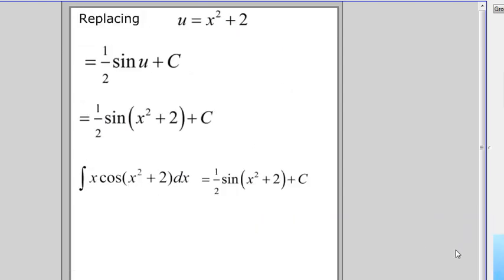Our next step will be to go back to x. So we knew u was x squared plus 2, so sine u will be sine of x squared plus 2. So we can say now that the integral of this expression is the sine of x squared plus 2. What you can see here is that if you do the derivative of x squared, it will be 2x. This x was part of that derivative, but it wasn't with the 2, so that's why we get the 1/2.